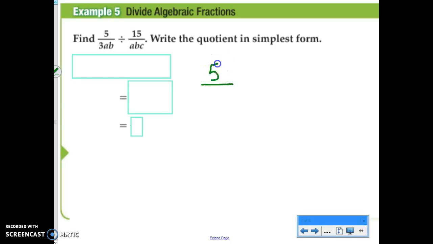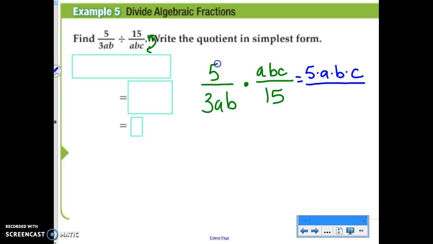So my first fraction always stays the same. I have 5 divided by 3AB. And instead of division, we're going to multiply by the reciprocal, that multiplicative inverse, which all you do is you take your denominator and you switch it to your numerator and vice versa. So I've got A, B, C on top, all over 15. Now I know when I am multiplying these kinds of things, remember that this really means 5 times A times B times C, all over 3 times A times B times 15.